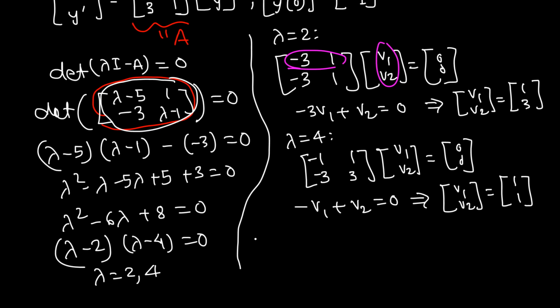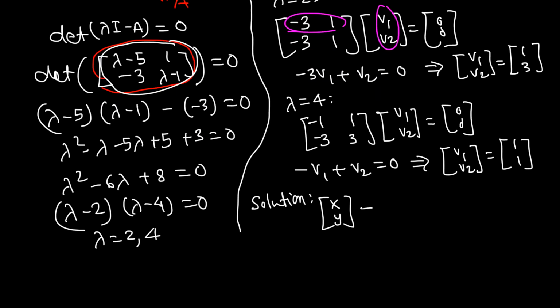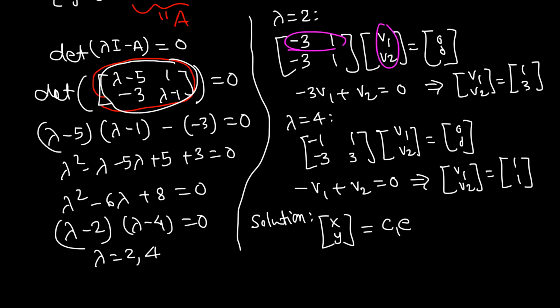Then we can find the solution, not the final solution, but x as a function of t and y also a function of t, equals c1 e raised to, looking at the first, for 2, (1, 3), so e raised to 2t times (1, 3). In the same way, for lambda equals 4, c2 e raised to 4t times (1, 1).